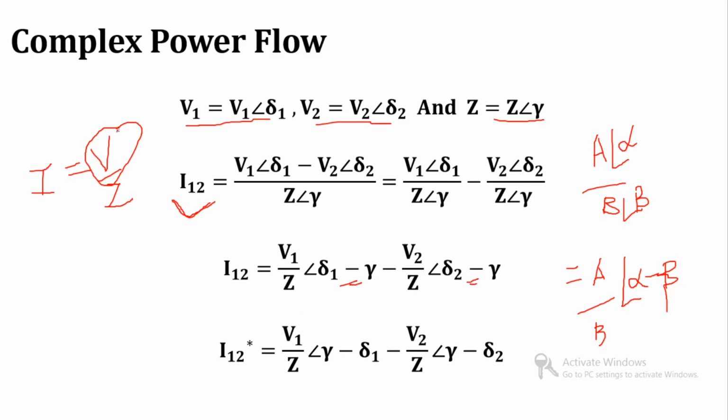Now we know that to determine the complex power we have to take the conjugate of the current which flows in the transmission line. So from I12 we are now able to find the I12 conjugate. That is nothing but the negative of the particular angle. So the negative of this angle will be gamma minus delta 1, and the negative of this angle will be gamma minus delta 2. So that is the value of the conjugate current of I12.